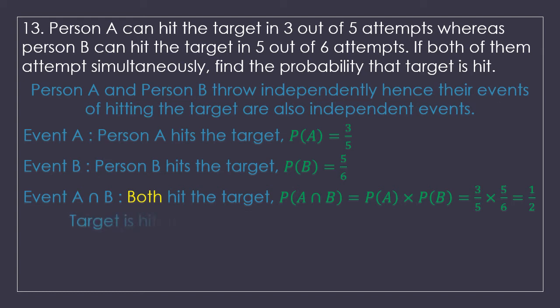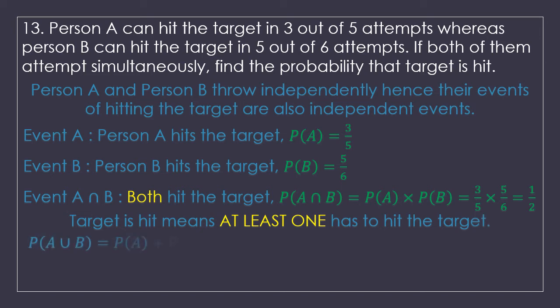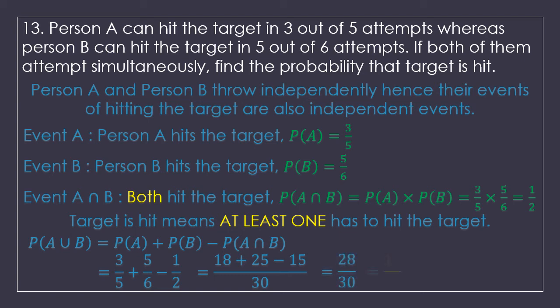Now, because the target is hit by at least one of the two, we have to calculate the probability of A union B, that is P(A) plus P(B) minus P(A intersection B). 3 upon 5 plus 5 upon 6 minus 1 upon 2, the LCM will be 30. So accordingly change the numerators and the final answer is 28 upon 30, that would be 14 upon 15. So the probability that the target is hit is 14 upon 15. I hope you guys are getting how we calculate these things here.